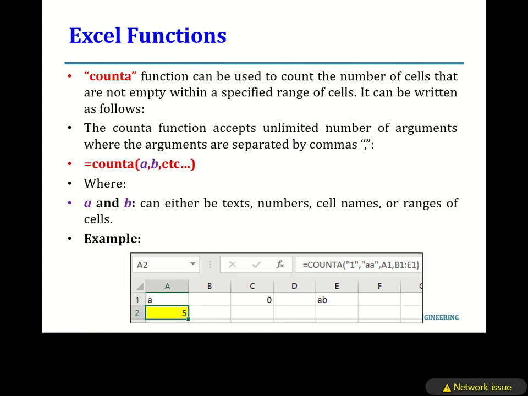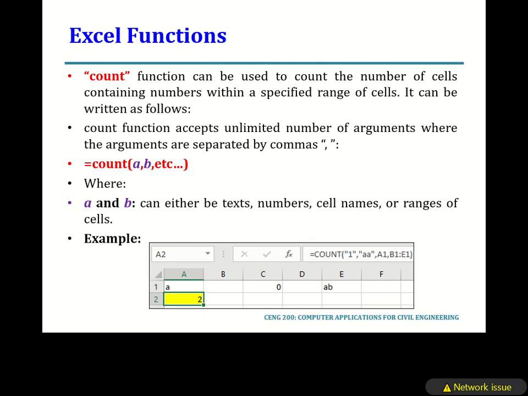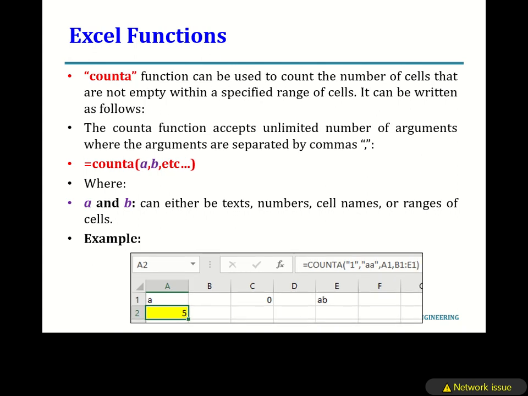But in count A, I think it ignores 0 as well. Okay, so this is the only difference between count and count A. Let me see if I'm missing something. Number of cells containing numbers, yeah, not empty. Okay, so the only thing is if the cell has a 0, it will not count it. Okay, so in this case you can see here it is counting 0, right? While the answer is, sorry, I made a mistake.